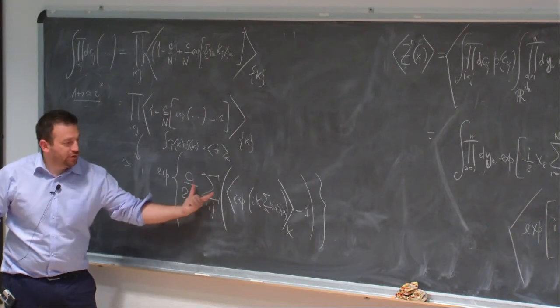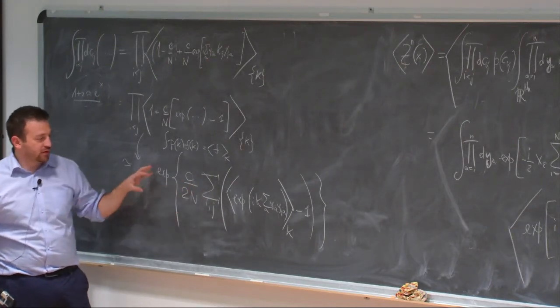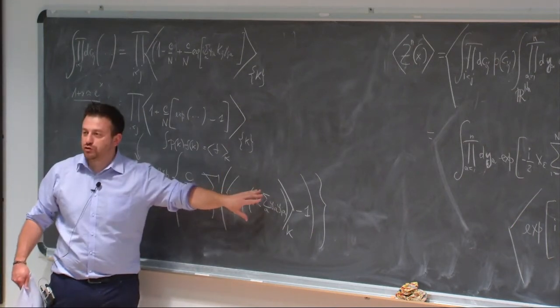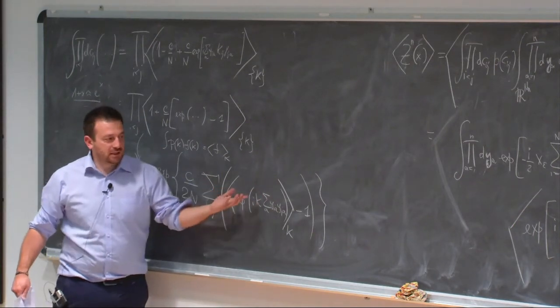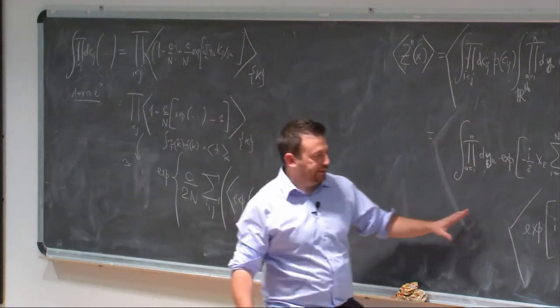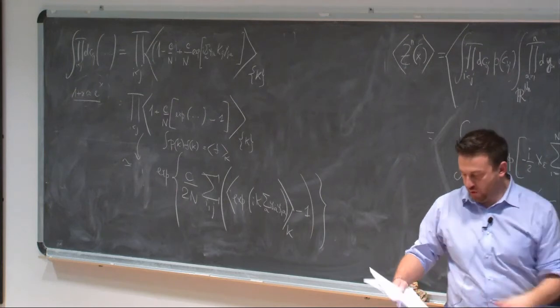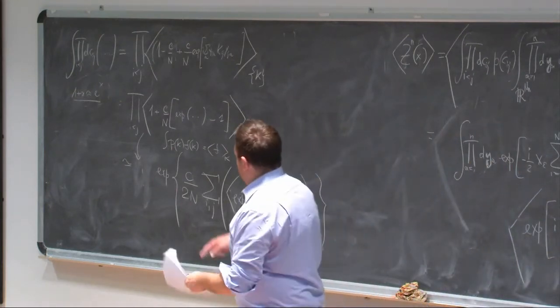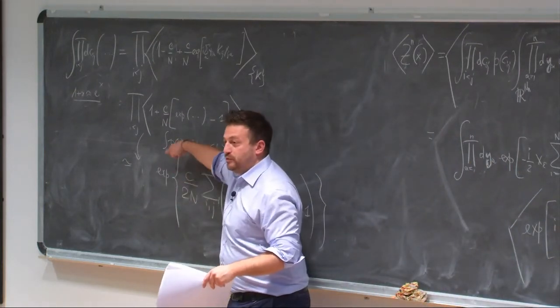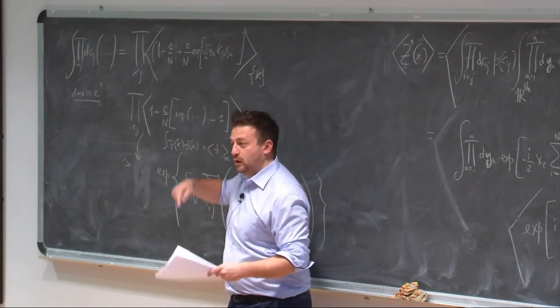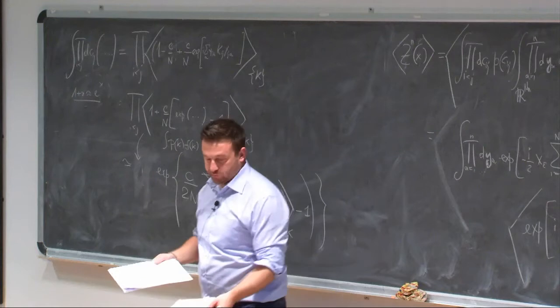Okay, so we have this object here, which has a strange structure. It is an exponential of the average of an exponential, but still, it's okay. So this is the stuff that goes in here. Just try to fill in the gaps between these two steps. If it is unclear, I will still be here.